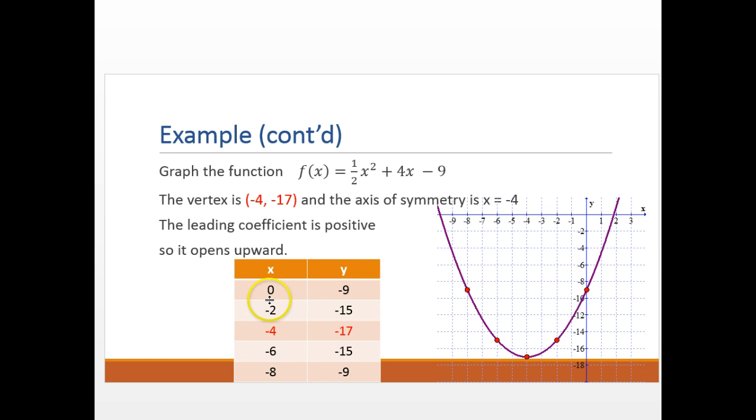Now some of you may be asking, why did I pick even numbers to plug in? Well, I had this little 1/2 out front, so if I picked odd numbers, I'd wind up with fractions, and we don't like dealing with fractions if we don't have to. So I plugged the even numbers in, and when I square an even number, I get another even number, and I didn't have to deal with fractions.